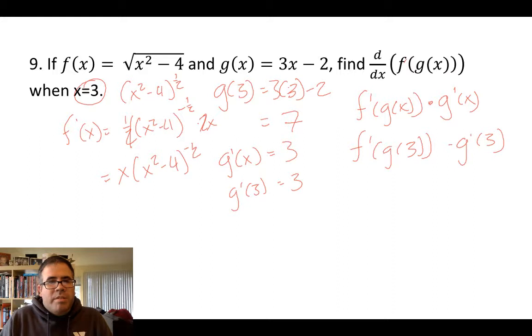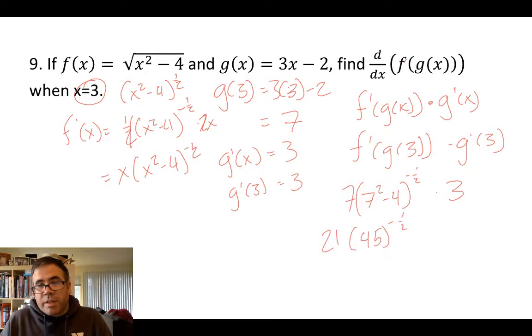This part becomes 7 times (7 squared minus 4) to the negative 1/2. Then we multiply by g of 3, which is, well, 3. This becomes 49 minus 4, which is 45. So there are different ways of writing this. You could just have 21 times 45 to the negative 1/2.